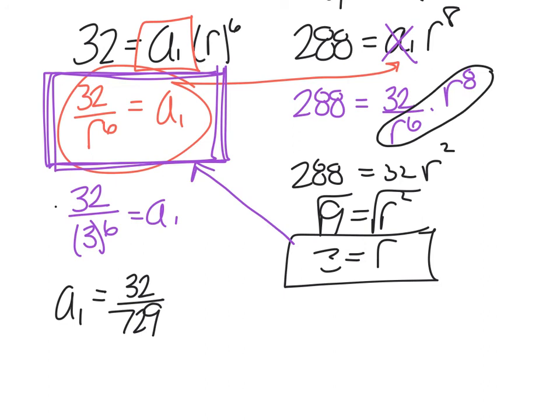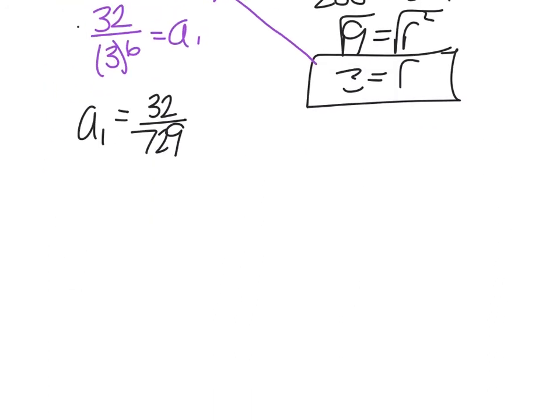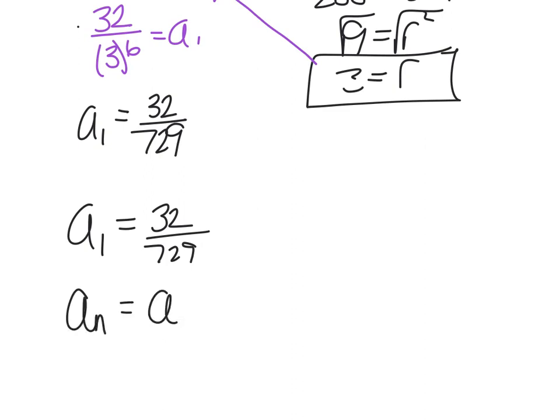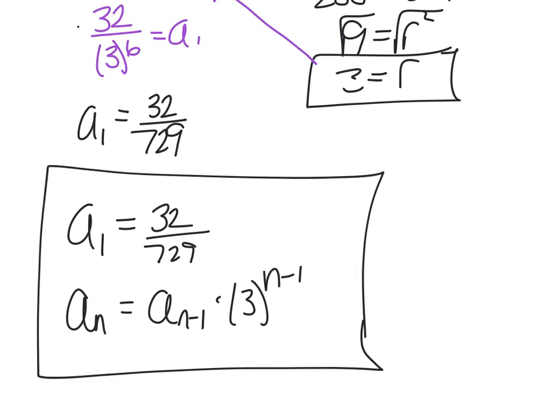All right, so we're ready to write our recursive formula. So remember, you're always going to start by saying a sub 1 equals 32 over 729. And then my rule is a sub n equals the previous term times the ratio to the n minus 1. And that's about as ugly as it can get for these geometrics.